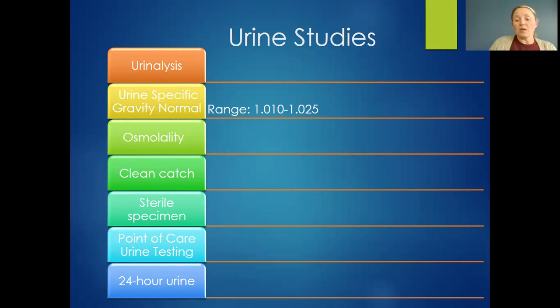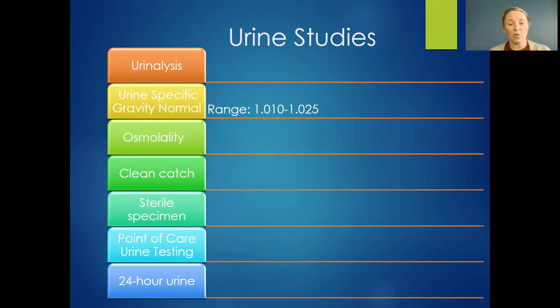So you can also, when you do your analysis, inspect for color and odor. They'll also look for the pH of the urine, presence of red blood cells or white blood cells. And then the osmolality of the urine is going to help determine the ability of the kidney to dilute urine.